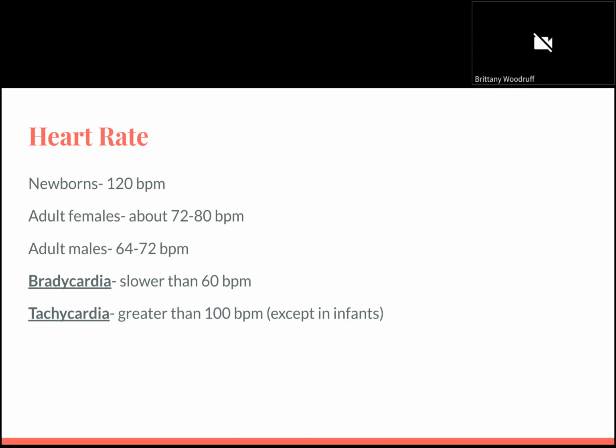All right. What does brady mean? Bradycardia is a slow heartbeat. Tachy means fast. Tachycardia is a fast heartbeat.